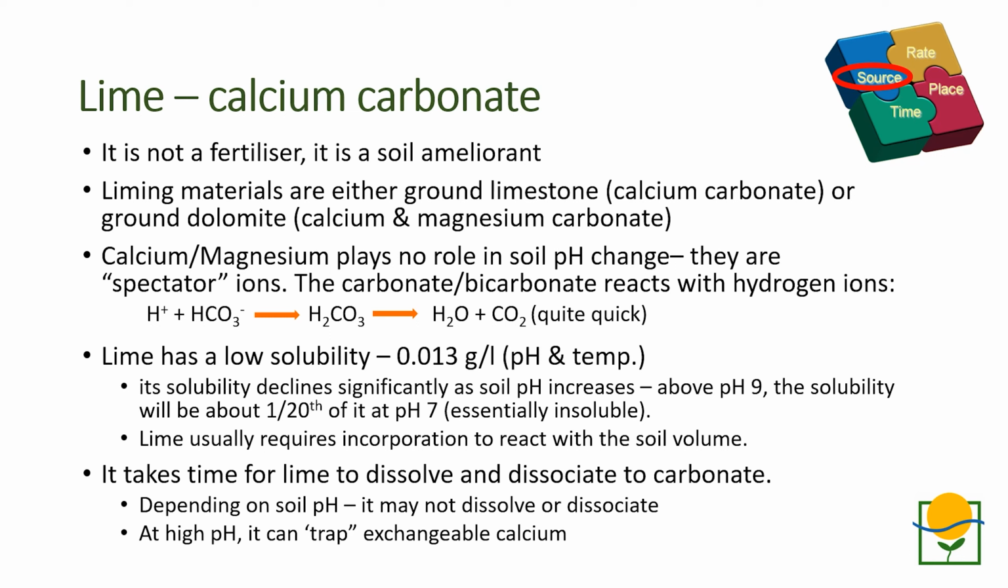Above pH 9, the solubility will be about 1/20th of the solubility at pH 7. So at pH 9, lime is essentially insoluble. It usually requires incorporation to react with a soil volume, simply because of its low solubility. Lime doesn't move quickly and easily down the profile. It also takes some time for the lime to dissolve and dissociate to carbonate. That'll depend on soil pH, and it may not dissolve or dissociate at high pHs. And at high pH, it can also act to trap any exchangeable calcium in the soil.